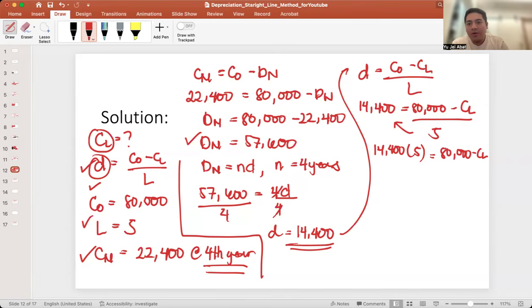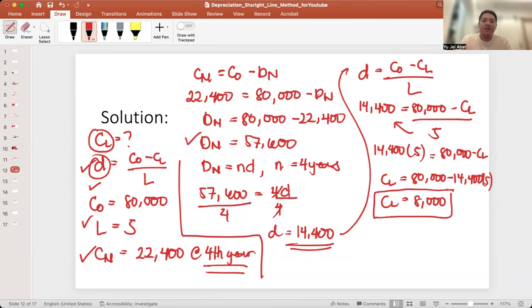So we can transpose. So we have C sub L. Then we have 80,000 minus 14,400, times 5. So if you do that, 80,000 minus 14,400 times 5, you'll have a salvage value of 8,000 pesos. That's our salvage value.